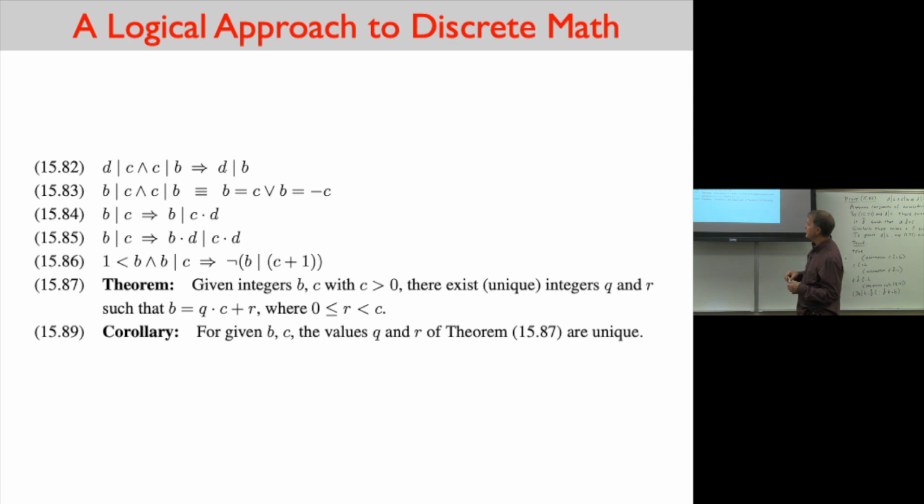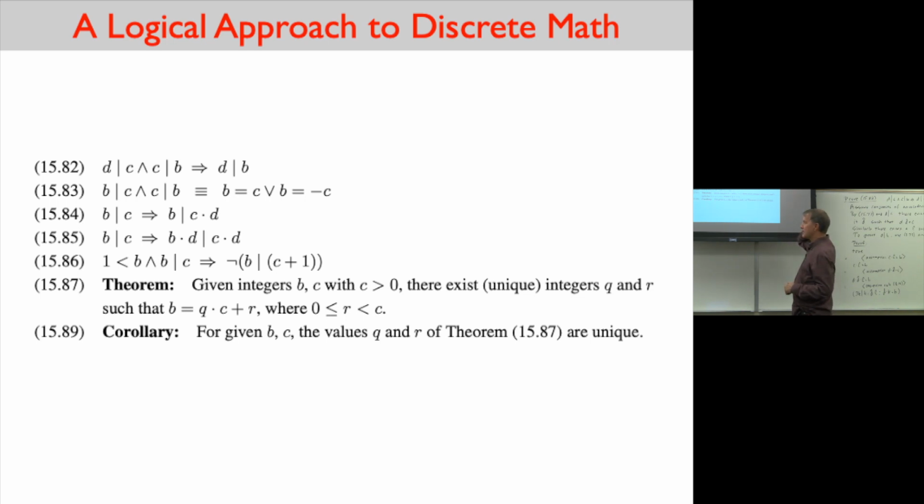15.83, does that make sense? B divides C and C divides B equivales B equals C or B equals negative C, right? Makes sense? One can't be bigger than the other, in absolute value, in magnitude. 15.84, B divides C implies B divides C times anything. So we should be able to prove that. 15.85, B divides C implies B times D divides C times D. That's kind of like a cancellation law, right?